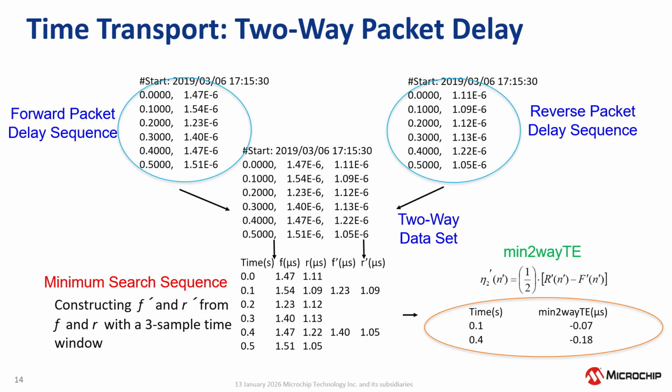And then it's a matter of applying these packet selected sequences to the minimum two-way time error, subtract the two point by point, and then we arrive at a minimum two-way time error, first of minus 0.07 microseconds, and for the second sample, minus 0.18 microseconds.